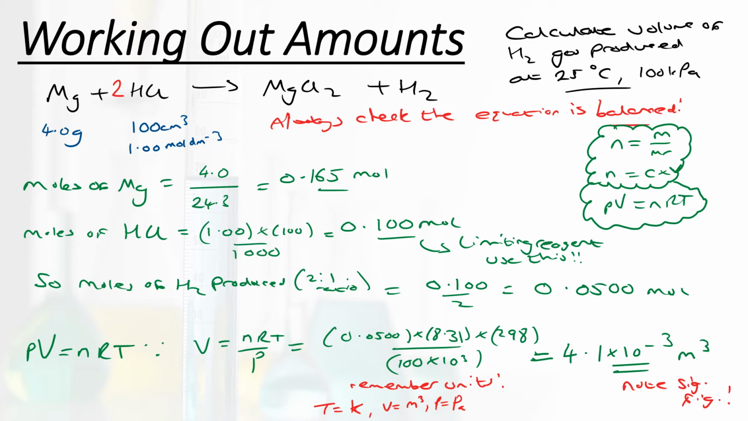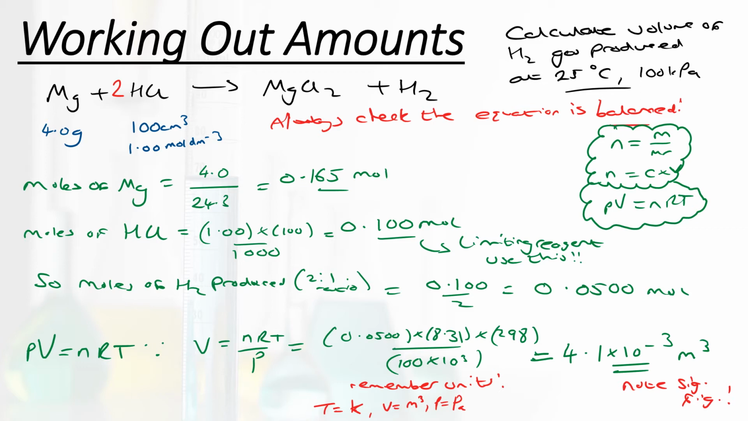So we're going to put our mole value in, 0.05, times the molar gas constant, 8.31, times the temperature, which we were given as 25 degrees Celsius. Remember, we have to add 273 to get to the Kelvin value, which is 298. And then we have our pressure, which must be in pascals. We were given it in kilopascals, so we're going to times by 1,000, or times by 10 to the 3. And when we put all those numbers in, we end up with a volume of 4.1 times 10 to the minus 3 meters cubed.